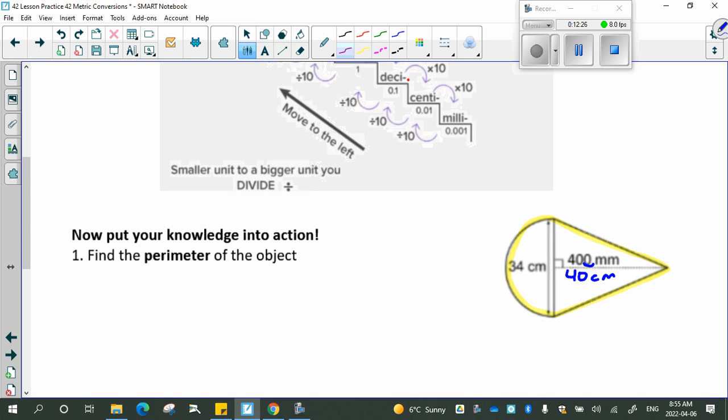Josh, why do I only divide by 10 one time? If you look in that chart there, how many spaces are millimeters and centimeters apart? 1, okay? So that's why I just divide by 10 one time, or move the decimal place to the left one time, because they're only 1 apart. All right, so now I've got everything into centimeters. Any ideas how I would go about finding the perimeter?